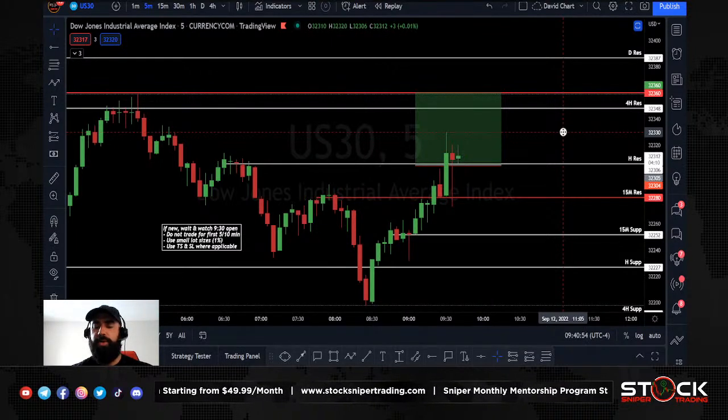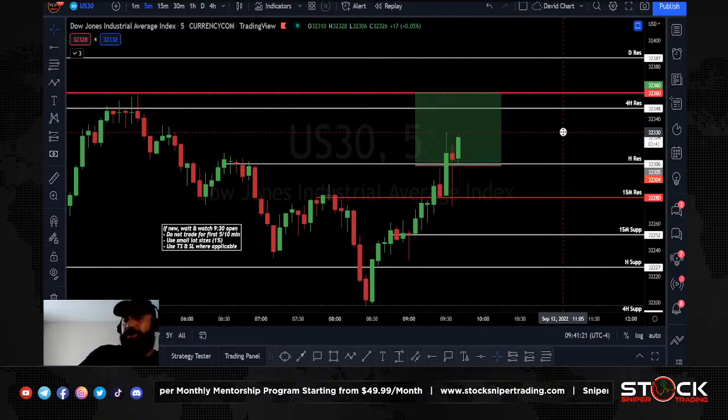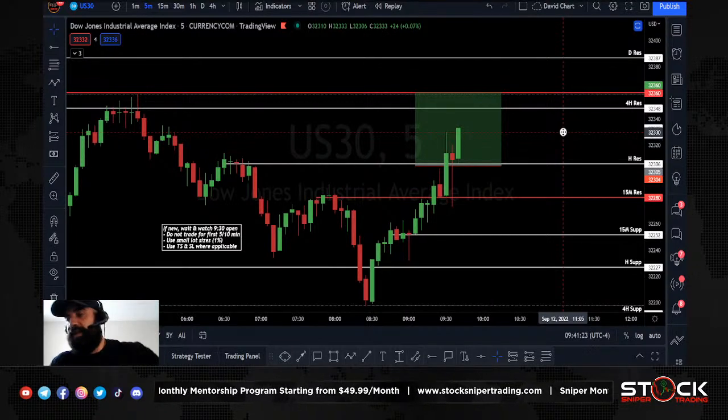Okay, very choppy right now, guys. I don't even like the indices right now. Okay, there's a bullish move. Okay, let's see if we can get past this wick here, guys. If not, it's going to start to push back down. Seeing filling that wick to the left here, 32330, and we're starting to fill. Very similar to NASDAQ, guys.